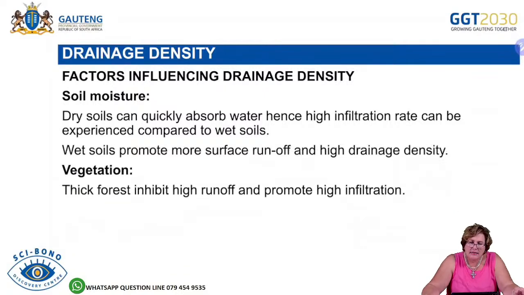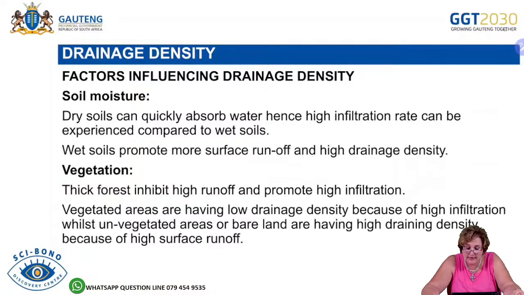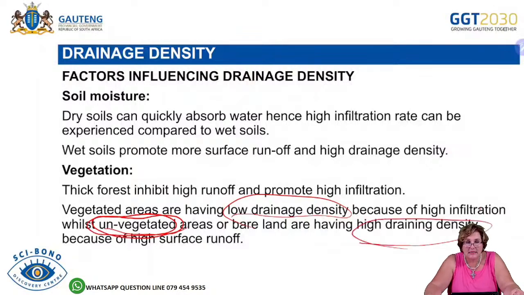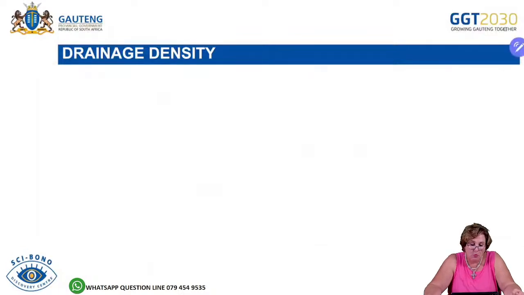Vegetation. What does vegetation do? If there's lots of vegetation and it rains, the roots of the vegetation absorb the water. Therefore, I have high infiltration and low density. In vegetated areas, we have low drainage density, exactly what I said now, because of high infiltration, while in an unvegetated area with less vegetation, I have a high drainage density because there are no roots of plants to absorb the water.